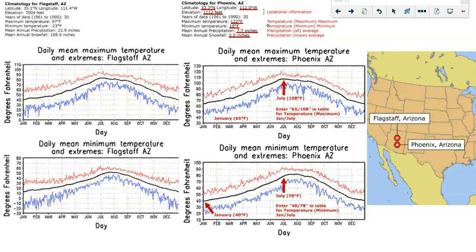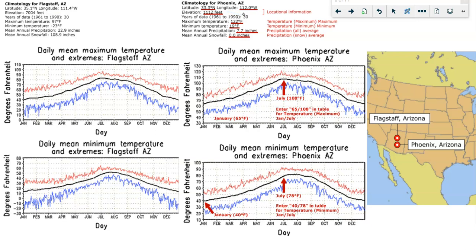Let's talk about temperature first. What do you think is the main reason why Flagstaff is cooler than Phoenix? Well, if you said elevation, you're right. So remember, as we go up in elevation, our temperature is going to get cooler. So simply because Flagstaff is up quite a bit higher than Phoenix, it's going to be colder.